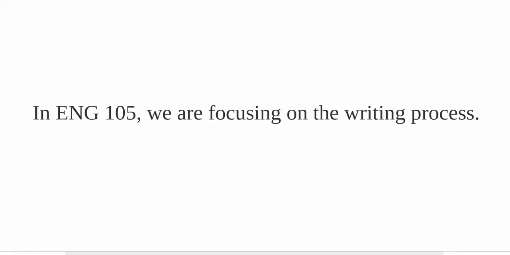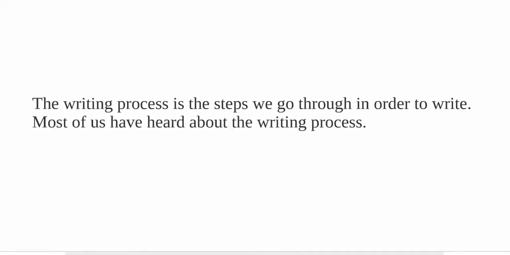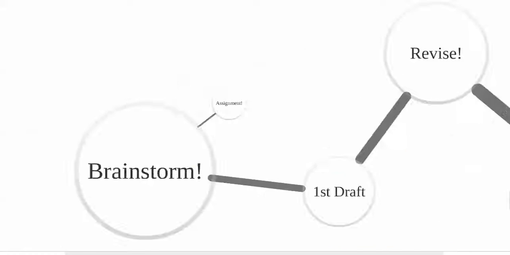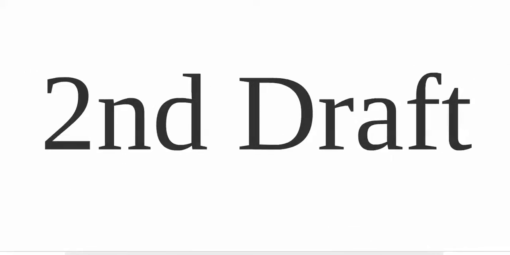In 105, we're focusing on the writing process. And the writing process is just the steps that we go through in order to write. And most of us have heard of those steps. We get an assignment from our instructor, and then we brainstorm. Sometimes this is called invention or pre-writing. And then we write our first draft. And then we revise it. And then we write our second draft. And then we proofread it. And then we turn it in.